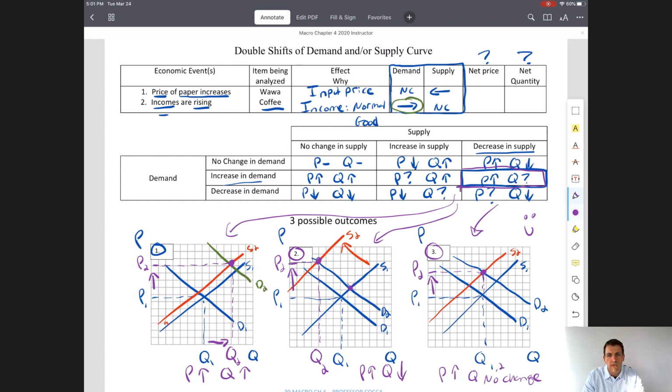All right, good work. Thank you very much. Go ahead and complete this. Take a picture or a scan and go ahead and upload it into Canvas.